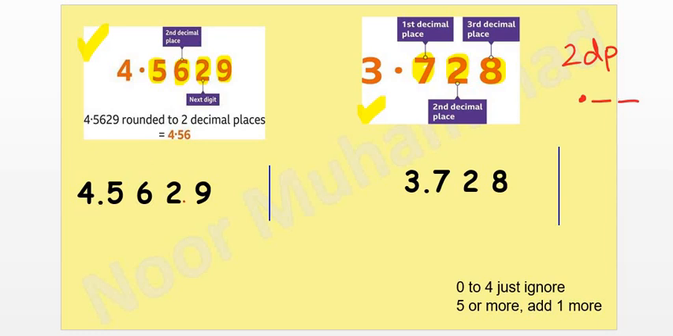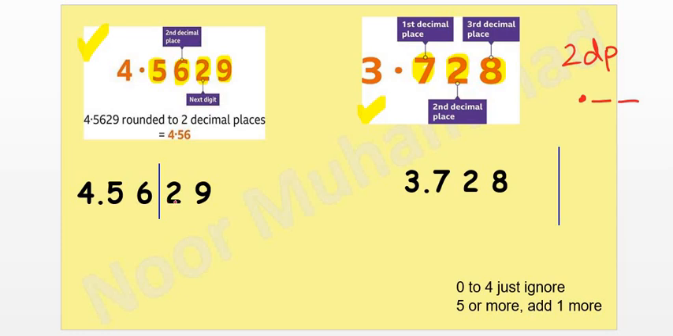So if I look at this number 4.5629, it has 4 decimal places after the decimal. I need only 2 of them because they said rounded to 2 decimal places. So what I'm going to do, I will draw a line between the second and the third place, right? Just to see how we can round it now.